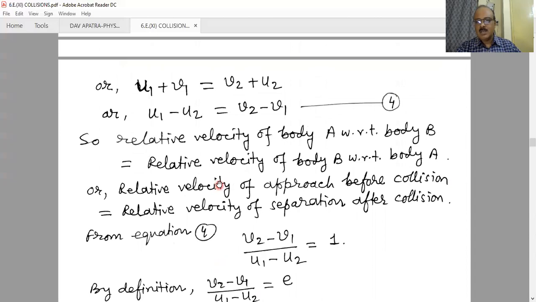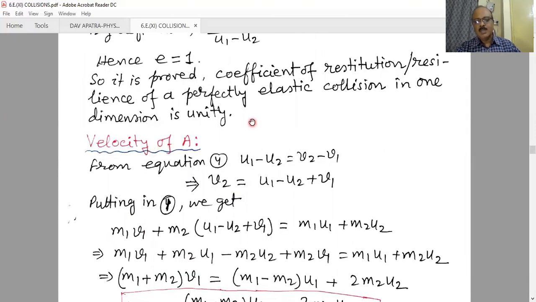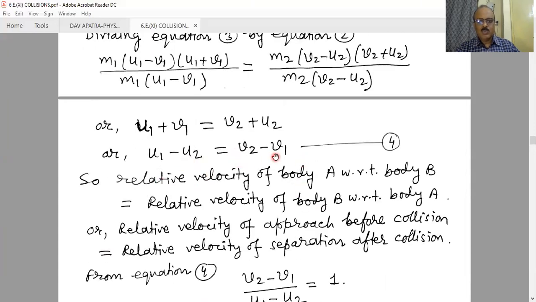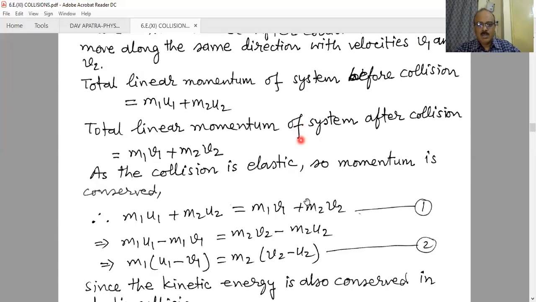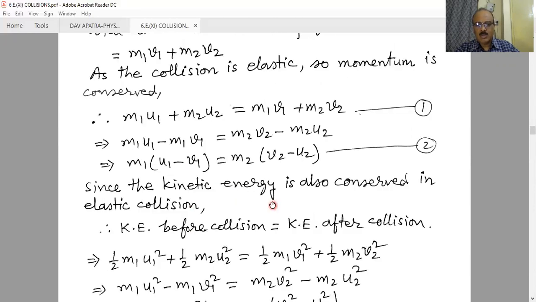Now our next target is to find v1 and v2, that means the velocity of object A after the collision and the velocity of object B. First of all, from equation 4, which we already know, if we put the value of v1 in the equation, then we get v2. If we put the value of v2 in the first equation, the one coming from the law of conservation of linear momentum, then we can find v1, and if we put the value of v1, then we can find the value of v2.